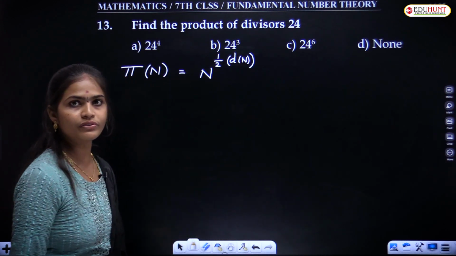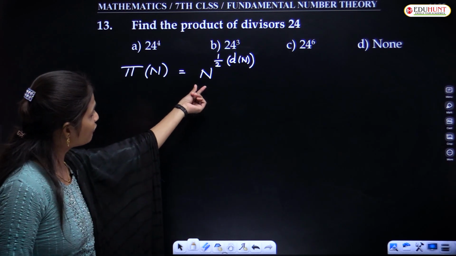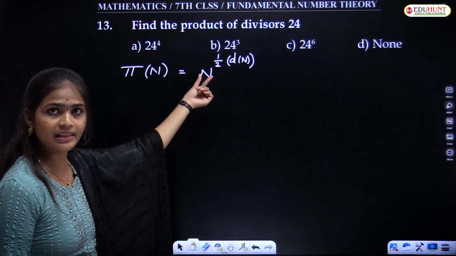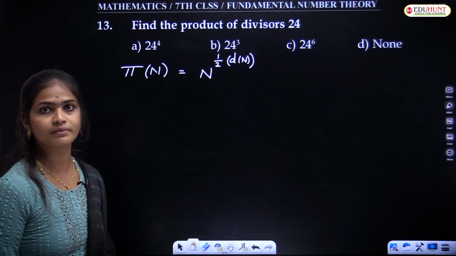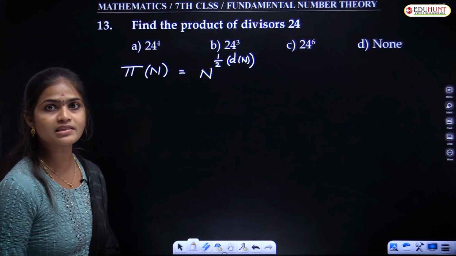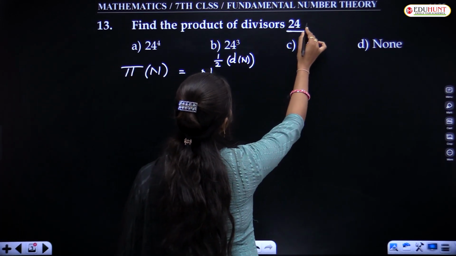So what is the meaning of this? Here the product of the divisors is equal to n, the given number, power half into the number of divisors of the given number. So we have to write the given number power half into the number of divisors of the given number. Okay, just see which number they are asking: 24.